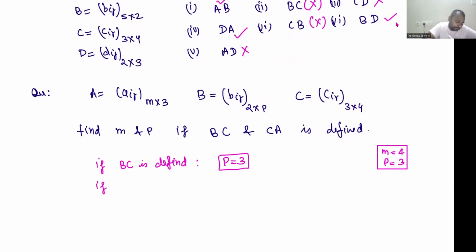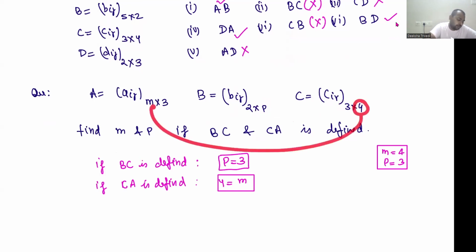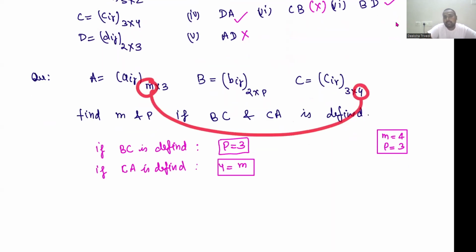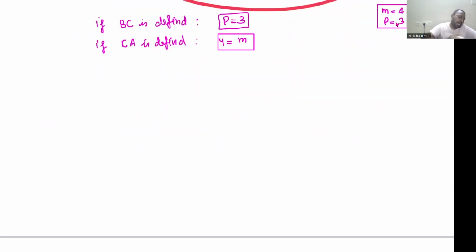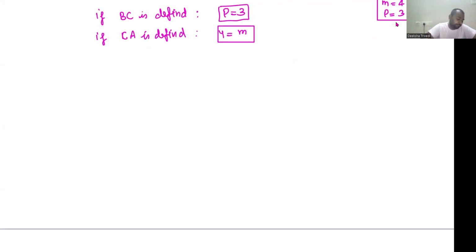If I am saying CA is defined, then 4 is equal to M. Number of columns in C is the same as number of rows in A. Am I correct? Anyone have doubt? Good. After that, here we have one condition. Easily we can understand when we can do the multiplication, when we can't. Now, what happens after the multiplication?